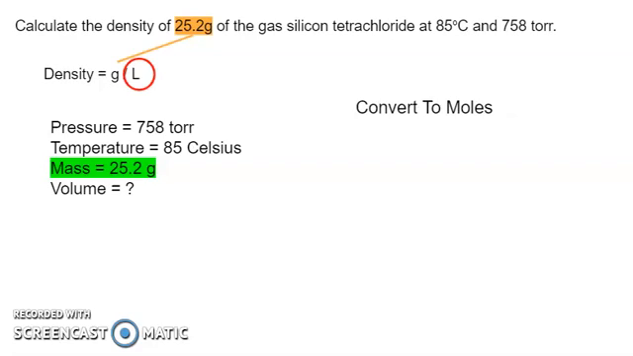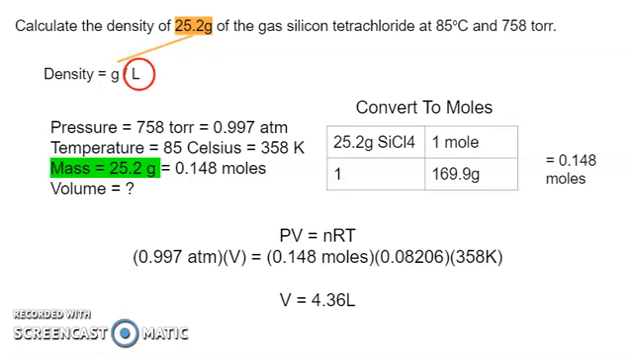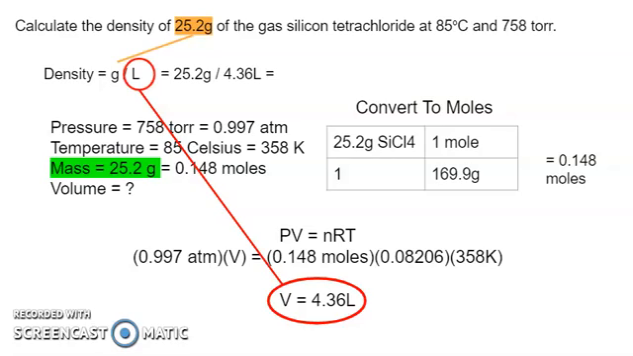Well, absolutely. We know the identity of the gas, silicon tetrachloride, so we can find its molar mass and convert that number into moles. I also want to make sure that I'm converting my pressure into atm and my temperature into Kelvin. So let's go ahead and do that. And now I'm ready for a PV equals nRT calculation. I plug my information into PV equals nRT and I find a number of liters. I can plug these liters right back into my density calculation. So I'll take the grams that I was given versus the number of liters that I calculated, and I should be able to find the density from here.